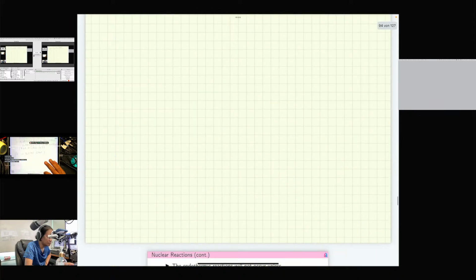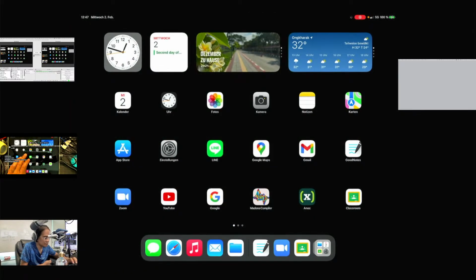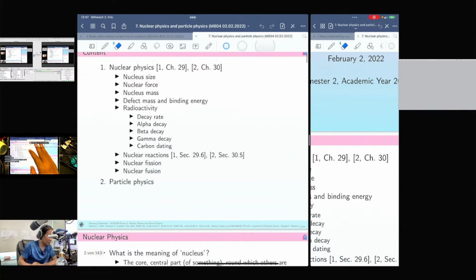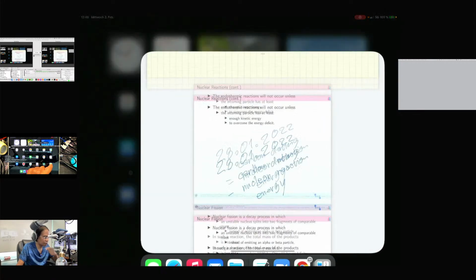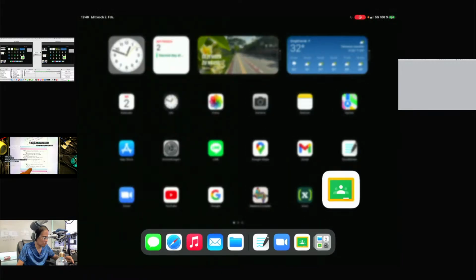Okay, this one, right? 28. Nuclear fission is the next thing for us. Okay. Yes, we arrived somehow at the nuclear fission. Nuclear reaction we have seen already. We are gonna consider the nuclear fission, right? Yes. Okay. On page 94.